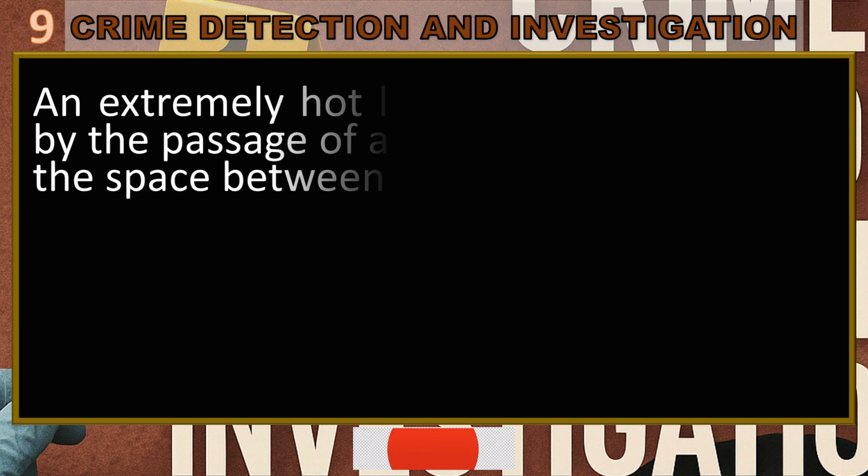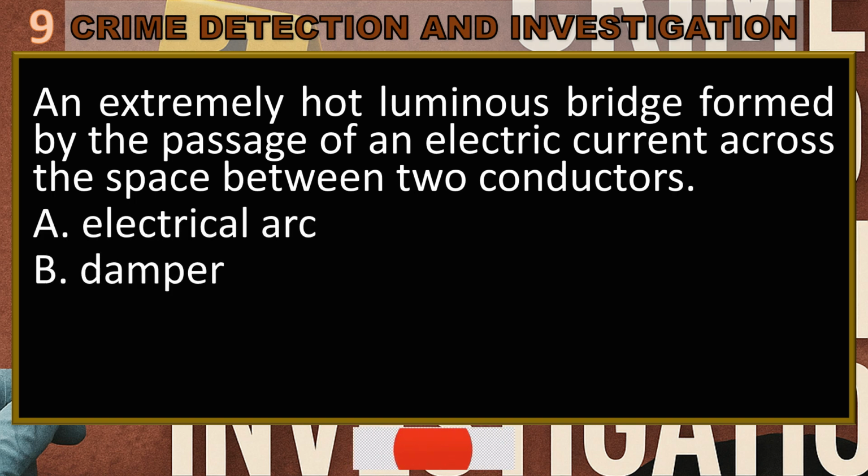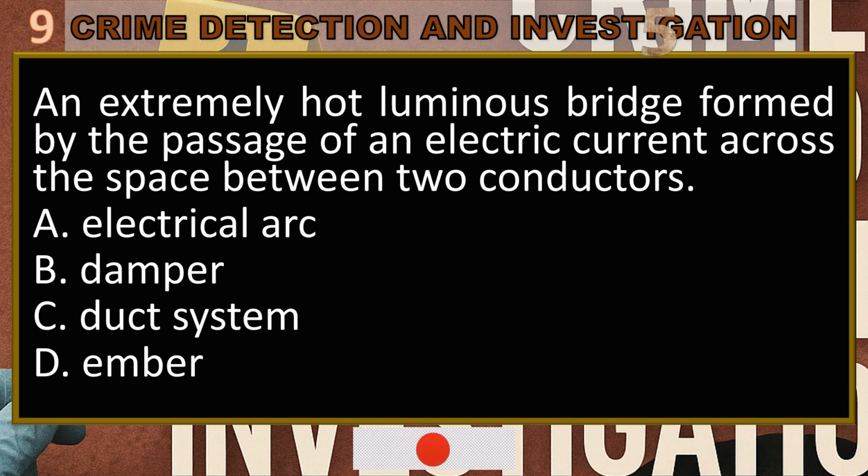An extremely hot luminous bridge formed by the passage of an electric current across the space between two conductors. A. Electrical arc. B. Damper. C. Duct system. D. Ember. In the next 5 seconds, select the best response from the available options. 5, 4, 3, 2, 1.